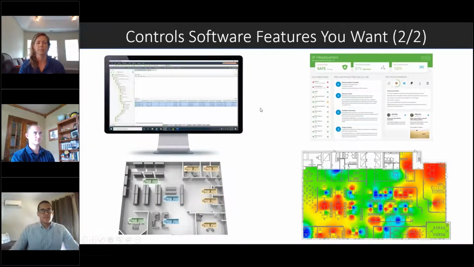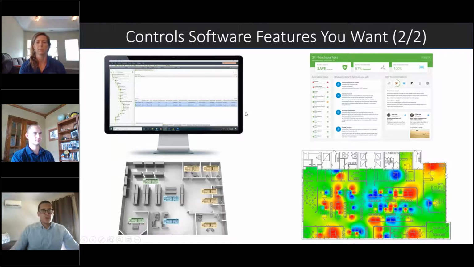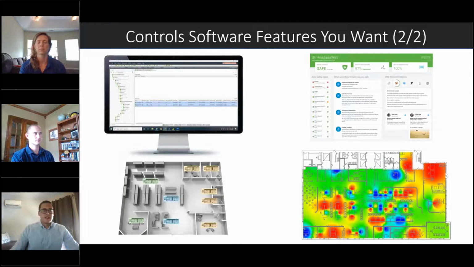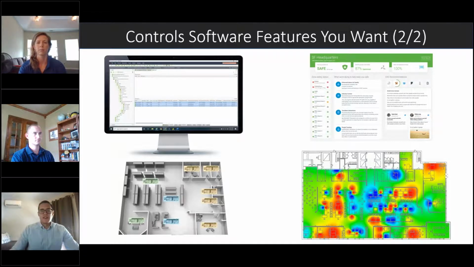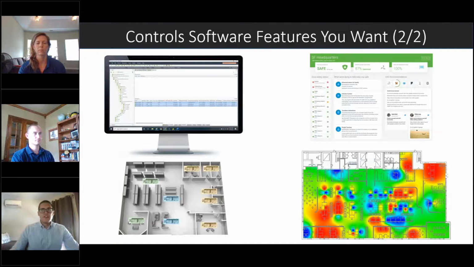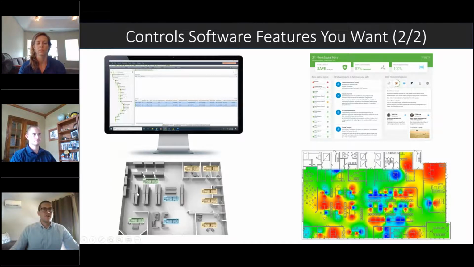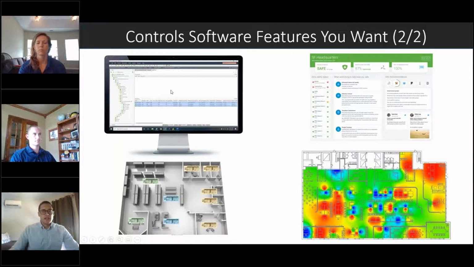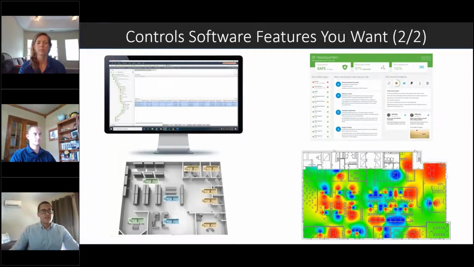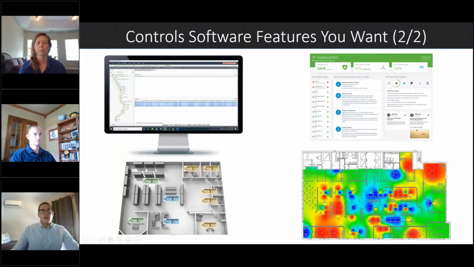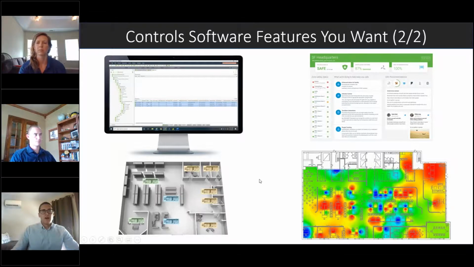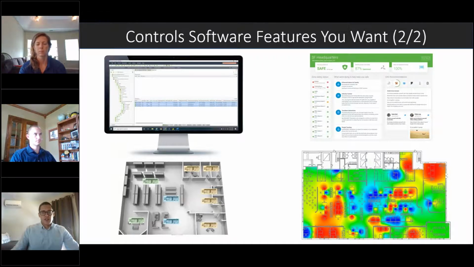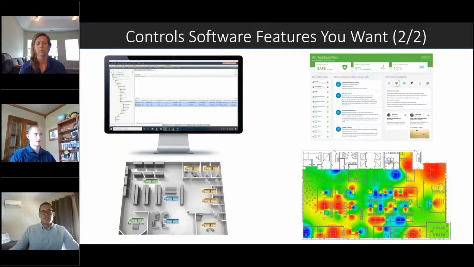So taking it to the next level, like I said, you're looking for features that help with your productivity, help with your energy savings, engage your occupants. So I'll start on the left-hand side. This is showing an auto commissioning feature that is going through and checking VAV boxes, checking your equipment, making sure that it's operating the way that it should be.